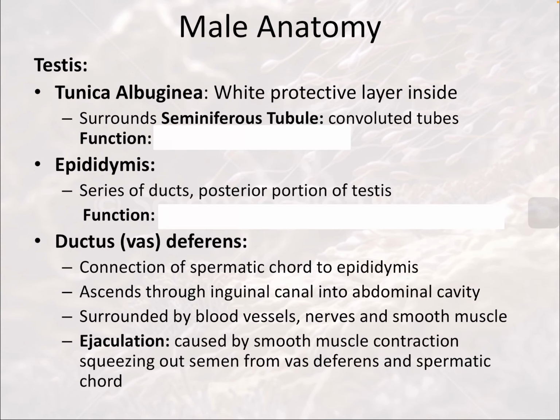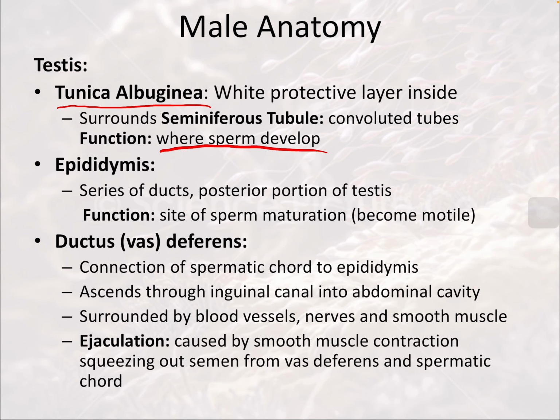Okay, a little bit more of the anatomy in the testes. So there's a membranous structure, a protective layer called the tunica albuginea. This is the white protective layer inside the testes. This surrounds what's known as a seminiferous tubule, which is a set of convoluted tubes where the beginning of sperm development happens. Okay, this is where those spermatogonia cells would be found. And then after that, we've got the epididymis, and this is a series of ducts in the posterior portion of the testes. This is where sperm mature and they become motile. Right? We could say they learn to swim.